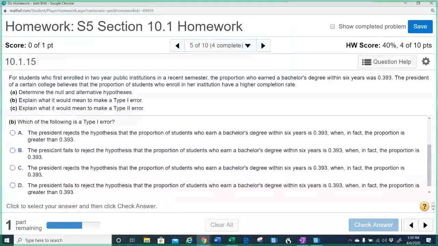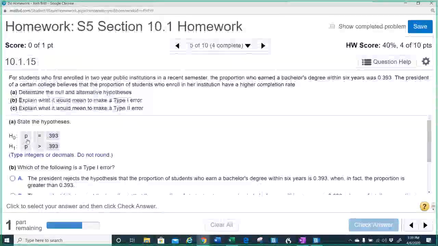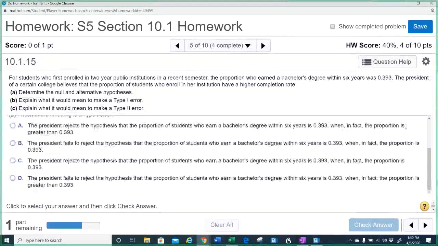For a type 1 error, you're always going to choose the one that says reject the null. So reject, fails to reject, reject. So we're already down to A or C. And then you always assume the null is true for type 1. So what does the null say? The null says percentage is equal to. So when in fact the proportion is greater than, when in fact the proportion is equal to. So that's a type 1.